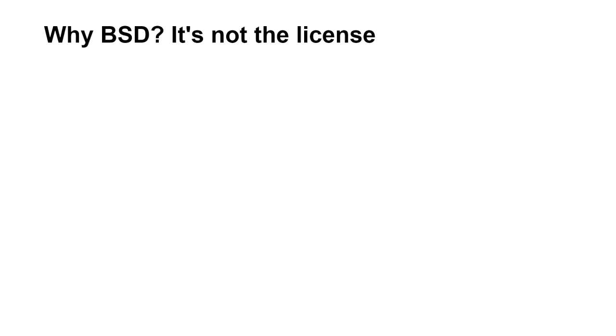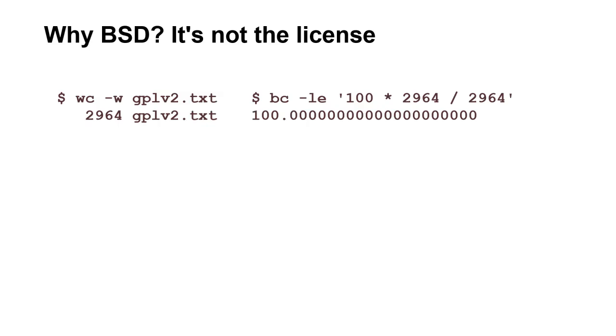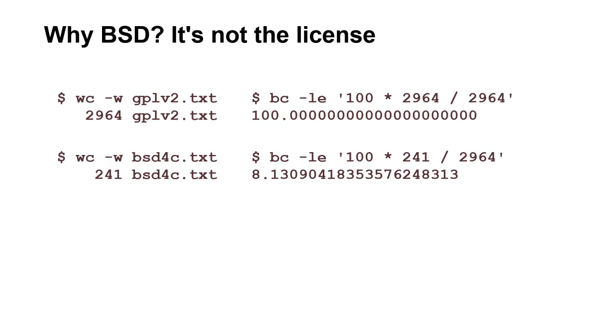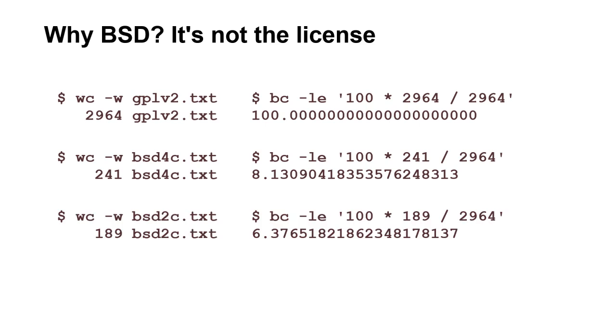But when we talk about the GPL, we typically mean the version Linus Torvalds likes and uses, GPL v2. GPL v2 is almost 3,000 words long. By comparison, the four-clause BSD license is 241. That's 8% of the size of the GPL v2 license. WC for the win. And there's a two-clause BSD license that's under 200 words in length. That's short enough that you can read it on an elevator ride. But that's not why I use BSD.